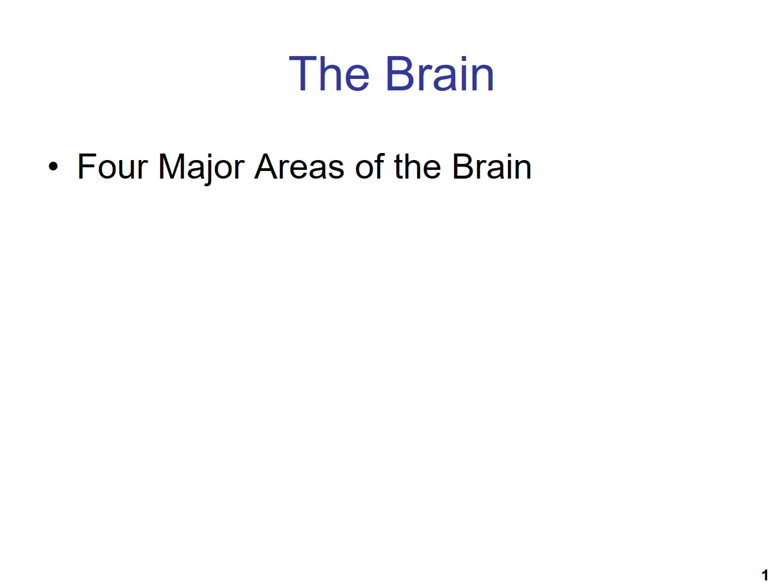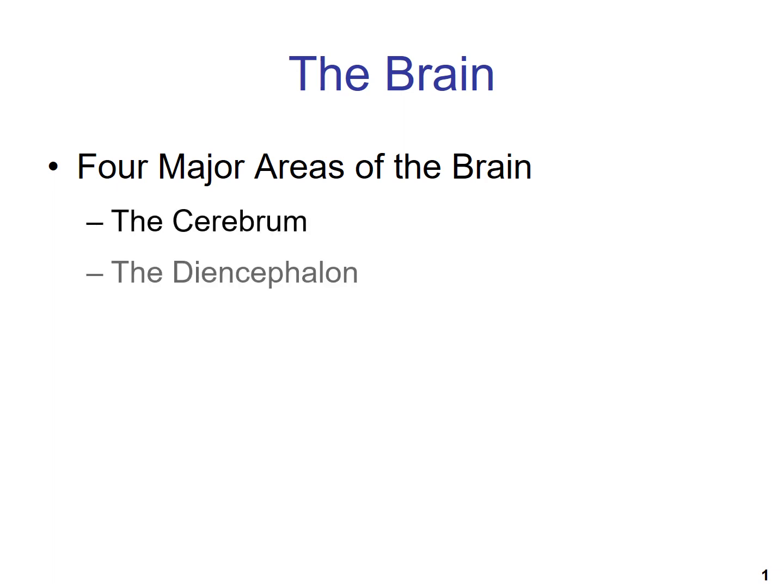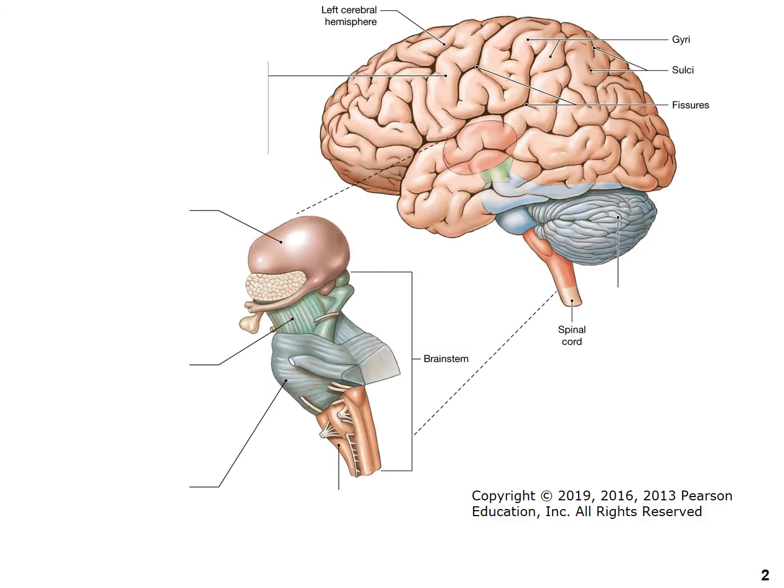So in this PowerPoint, we're going to discuss basically the brain and the spinal cord, but mostly the brain, and then we're going to talk about a few disorders of the brain and the spinal cord. So there are four major areas of the brain: the cerebrum, the diencephalon, the cerebellum, and the brainstem.